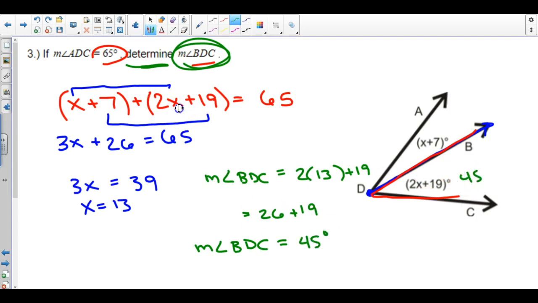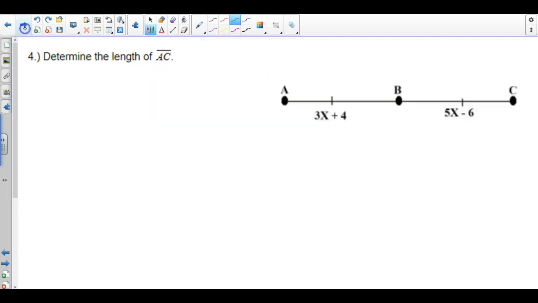If I really wanted to check my work, I could take my value of 13, substitute it up top. 13 plus 7 is 20. Notice that the sum of my two angles would come out to 65. Pretty cool. Alright, I think it's cool.